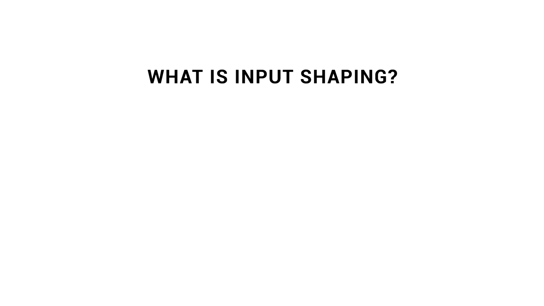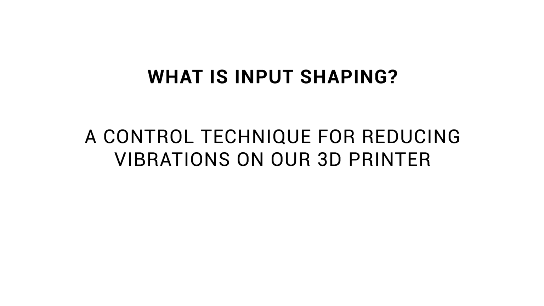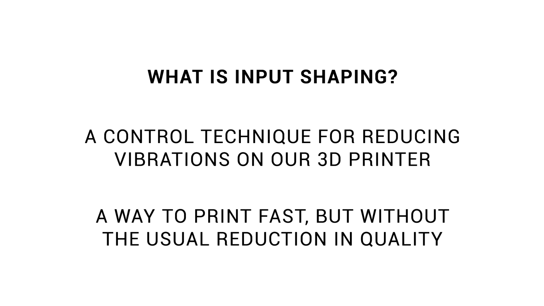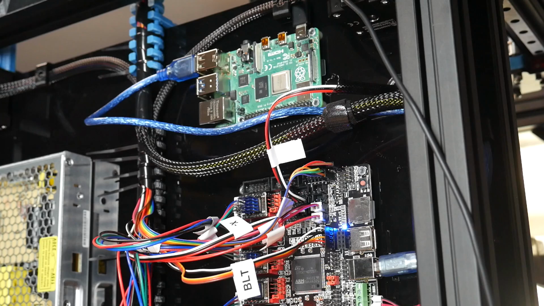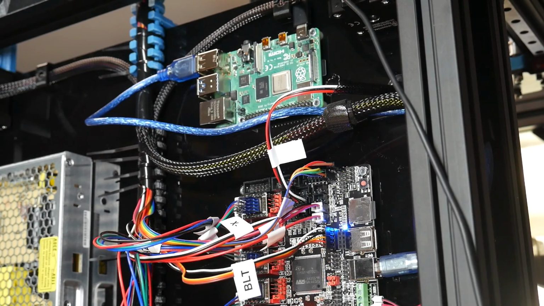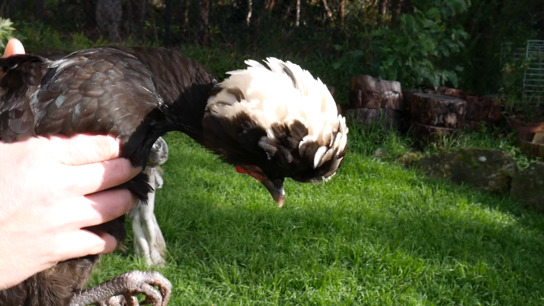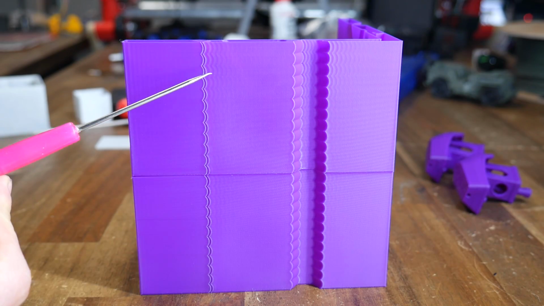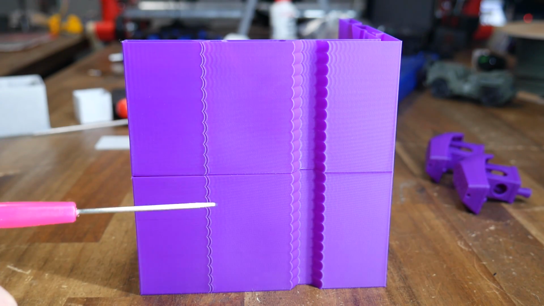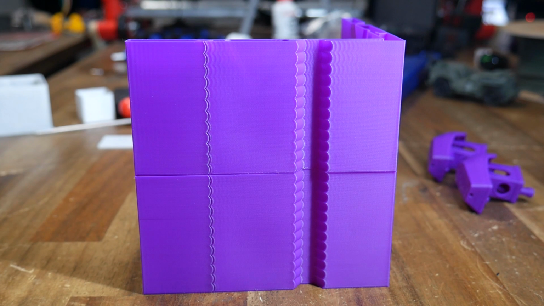And that brings us to what is input shaping. A technical explanation is that it's a control technique for reducing vibrations on our 3D printer. But what you really need to know is that it's a way to print fast, but without the usual reduction in print quality. Klipper uses the processing power of a Raspberry Pi to modify the signals sent to the stepper motors. Because if you know the resonant frequency of your printer, you can make compensatory alterations to keep everything steady. And ultimately that means we can speed up our prints without encountering ringing or ghosting.